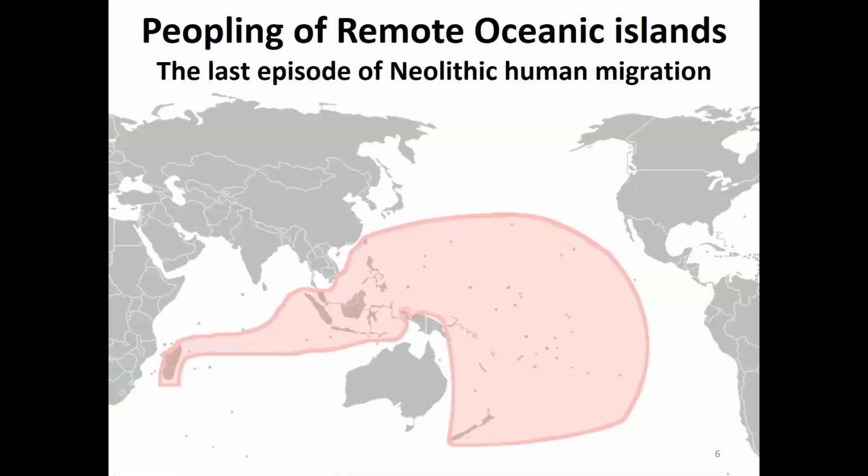Okay, and why are Austronesian-speaking people interesting? Because the history of their peopling or colonization of the remote oceanic islands is the last episode of Neolithic human migration. So for archaeologists and anthropologists trying to understand how Neolithic people colonized remote areas previously unpeopled, Austronesian-speaking people provide a very unique study group to help us understand how our ancestors overcame this difficulty to settle a very difficult area.